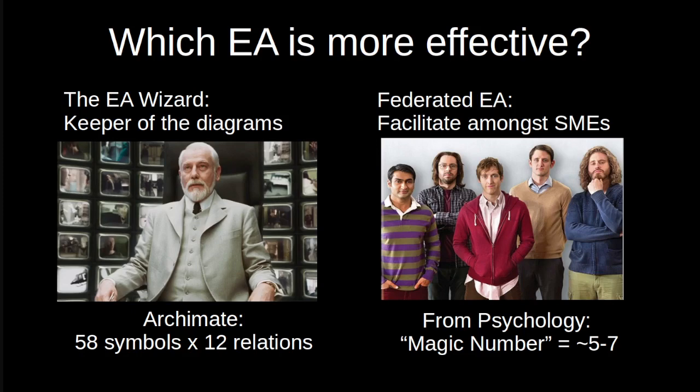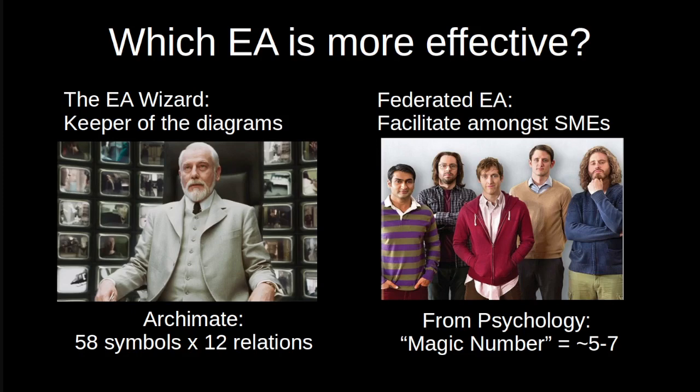From human psychology, there's a concept called the magic number, which means the short-term memory of most people can really only hold 5 to 7 items in your head at one time. This is really important for concepts like usability and user interfaces, but also for something like a modeling language, if you want that modeling language to be understood and be able to be shared and collaborative. And let's also be realistic that the person on the left does not exist.